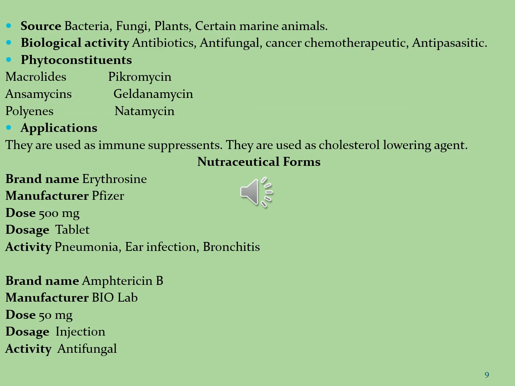Polyketides are isolated from different sources. The main sources from which polyketides are isolated and extracted are bacteria, fungi, plants, and certain marine animals. Polyketides also have some biological activities, and they work as antibiotics, antifungals, cancer chemotherapeutics, and antiparasitic agents. So you can see here some important phytoconstituents: macrolides, ansamycins, polyenes, picromycin, geldanamycin, and natamycin. Now we discuss their uses and importance turn by turn.